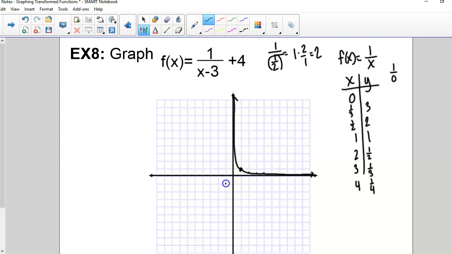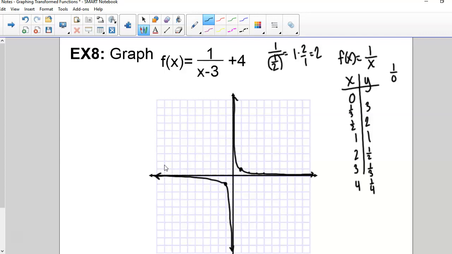And then for the negatives, I'm not going to do the chart, but you would have the same thing happen in this third quadrant. And so it would look like this. Now this is just the parent graph. This is not the answer. This is the parent graph.